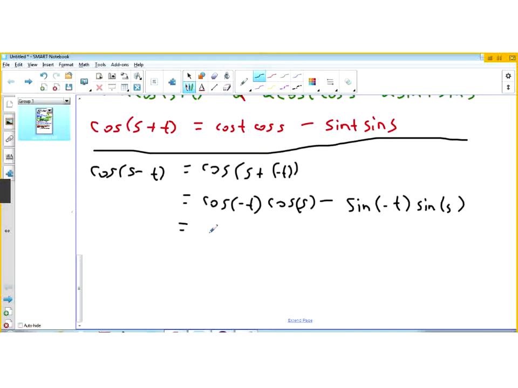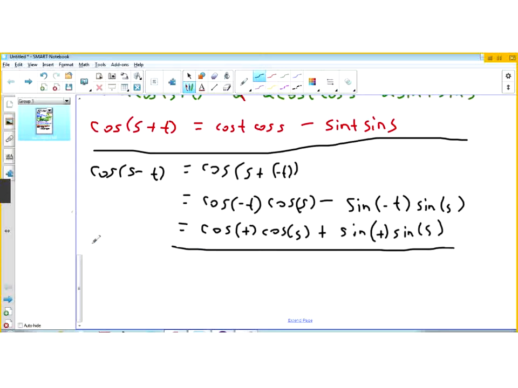Okay, and we can simplify. So we know the cosine of minus t, because cosine is an even function, is just cosine of t. And we know the sine function is an odd function, so the sine of minus t is minus sine of t. So that becomes plus the sine of t times the sine of s. Okay, so we have that.